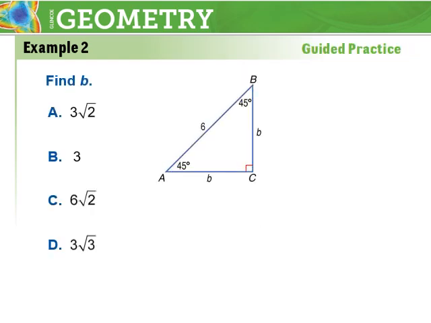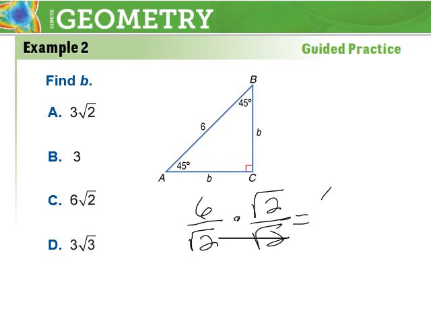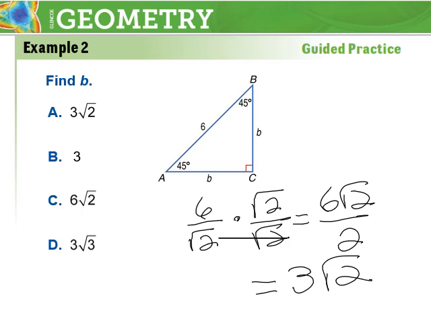One more example with the hypotenuse. Remember, if we have the hypotenuse, we're dividing by the square root of 2, and then we rationalize. Which should be hopefully A. Woohoo!